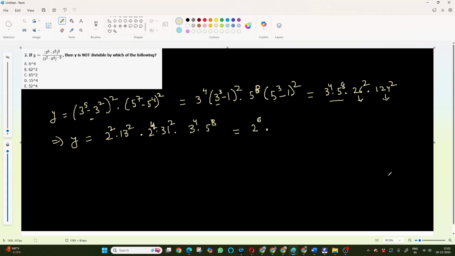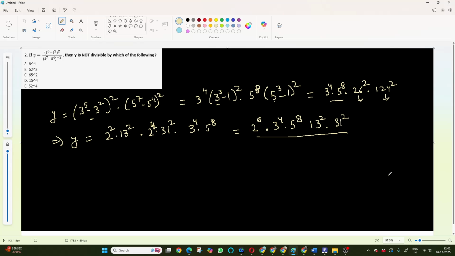Then let's arrange the prime factors in ascending order. So 3 to the power 4, then 5 to the power 8, then 13 to the power 2, and then 31 to the power 2. Okay, this is our expression of y, and the question asks us y is not divisible by which of the following. The whole idea here is that whatever number we are looking at as divisor, that should be contained in there. All of that should be contained in this expression. Anything which supersedes in terms of powers or in terms of being contained here will not be the correct answer.